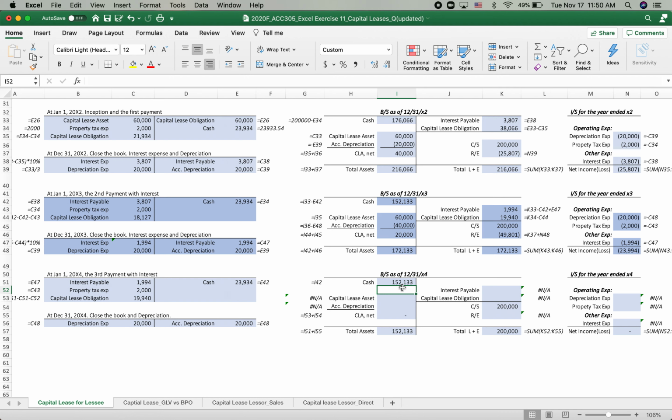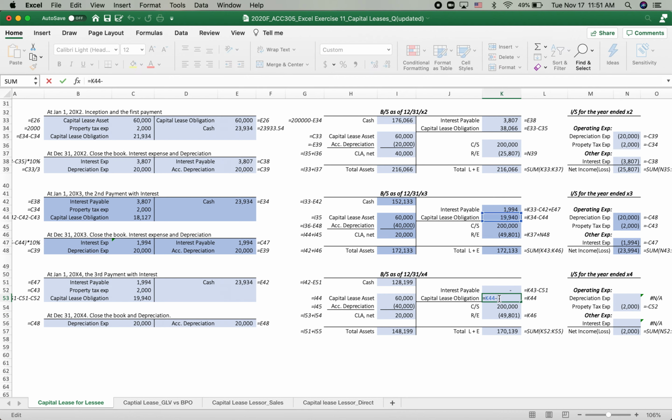Before that, I'm going to start from the last year, the balance: interest payable, capital lease obligation, and retained earnings. Then let's start. The interest payable is now removed because the company paid the cash, the last payment. Then property tax also should be recorded, and then the capital lease obligation is removed by the amount.